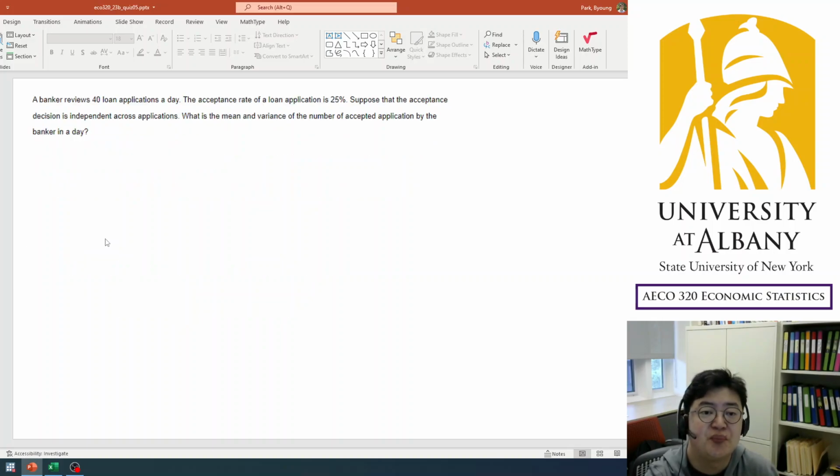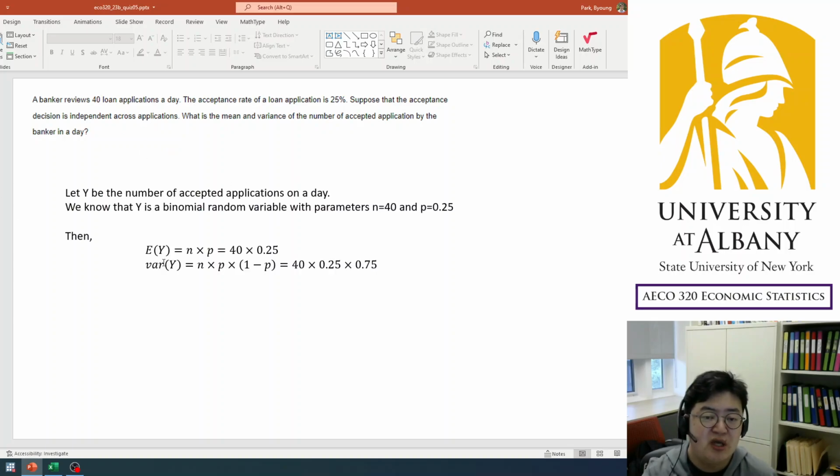Okay, the next question. A banker reviews 40 loan applications a day. The acceptance rate of a loan application is 25%. Suppose that the acceptance decision is independent across applications. What is the mean and the variance of the number of accepted applications by the banker on a day?